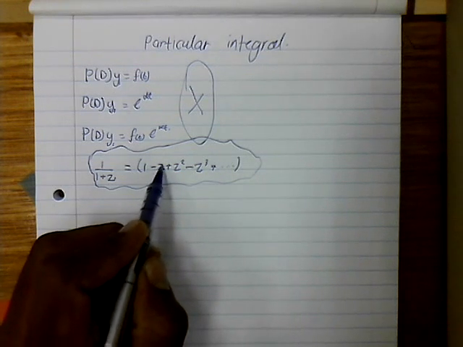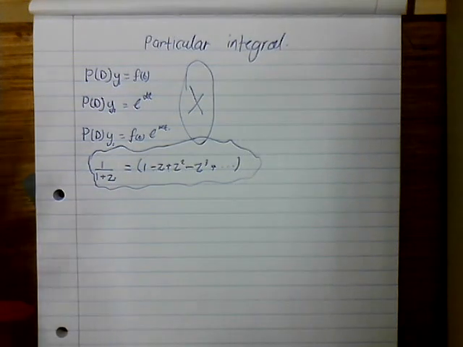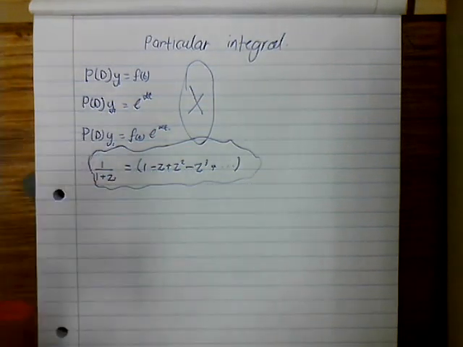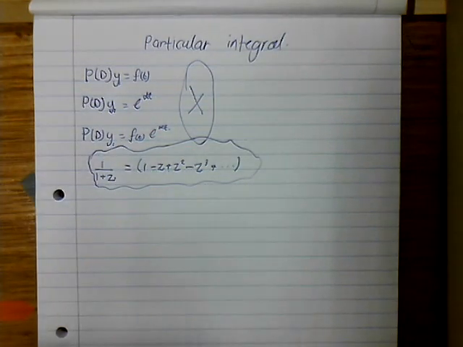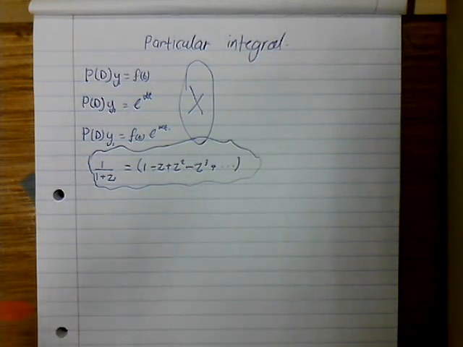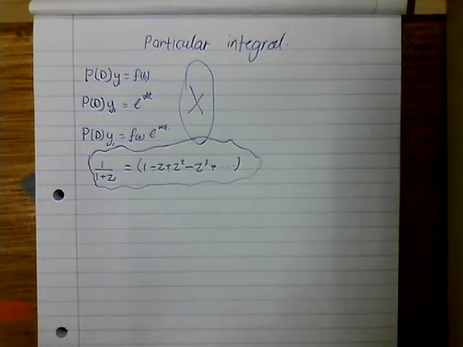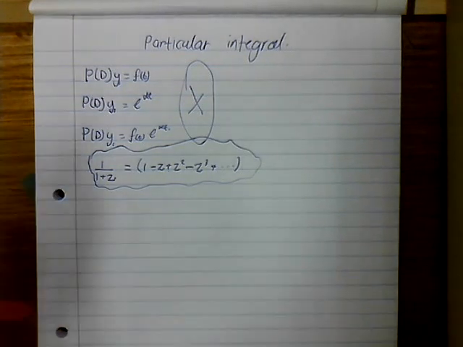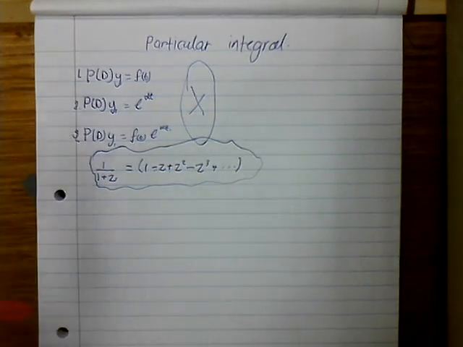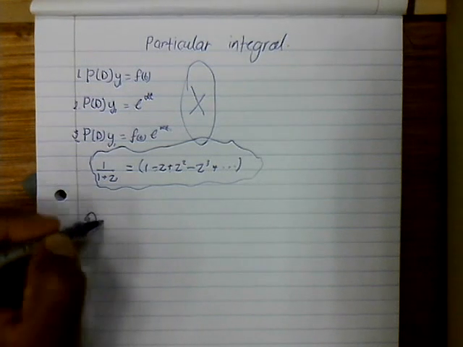Now note that these signs here are alternating. When the power of z is 1, it's negative. When the power of z is 2, it's positive. When the power of z is odd, it's negative. When it's even, it's positive. That's how you can remember it. Okay, so for now, this is my number 1, this is number 2, and this is number 3. I'm going to start with number 1.